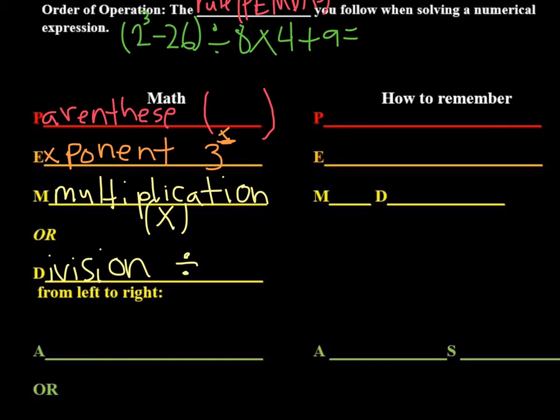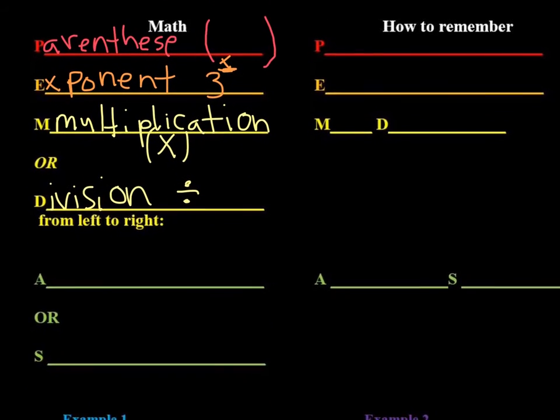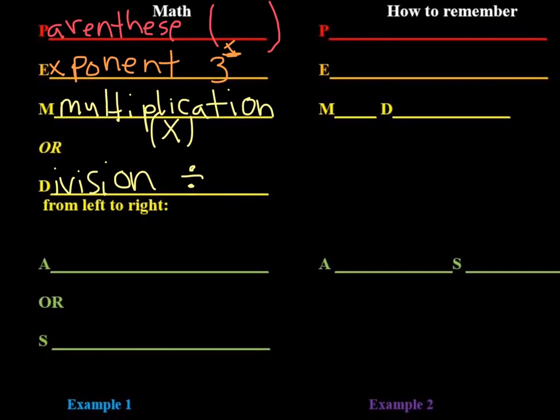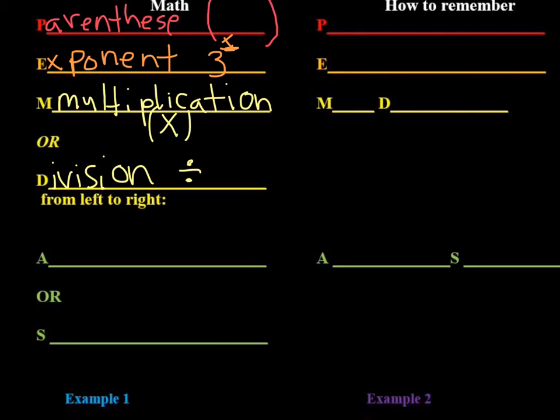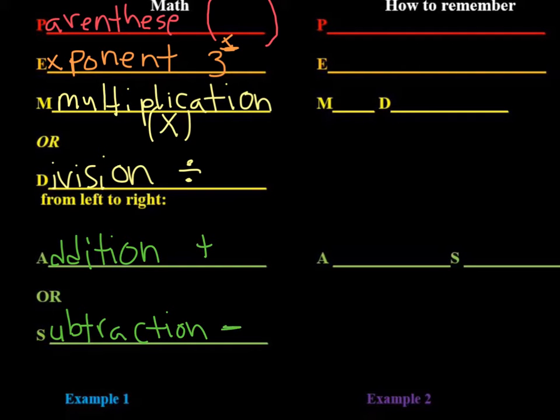Alright, let's continue going down. We'll go to the A and the S, and then we'll come back up and I'll explain what all this means. Alright, the A here stands for addition. It's spelled A-D-D-I-T-I-O-N. And the S stands for subtraction. S-U-B-T-R-A-C-T-I-O-N. So addition and subtraction.